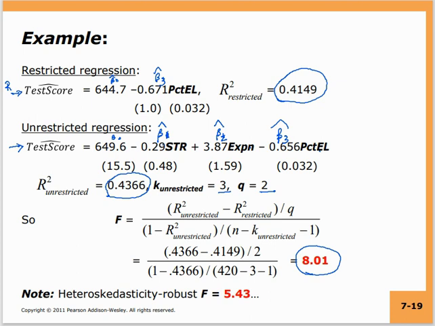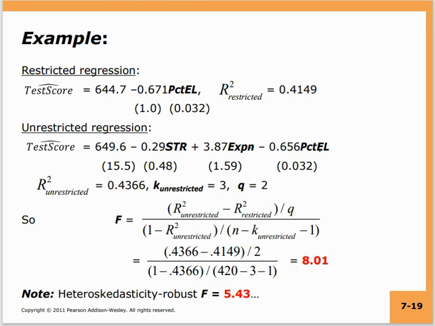Now if you remember from before, the critical value of F for 2 restrictions at a 95% confidence level is 3. Since your 8.01 is higher than 3, you reject the null hypothesis that both beta 1 and beta 2 are equal to 0. But you will notice that the F statistic from this particular formula is higher than the F statistic you got from your software, which is 5.43.